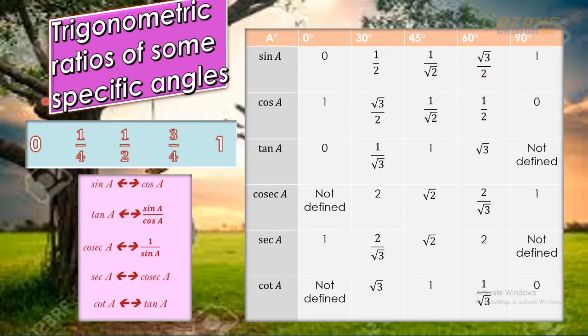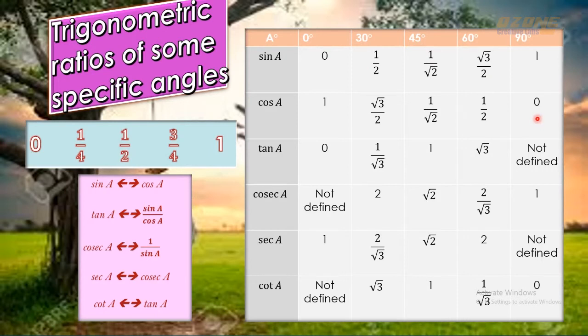So the square root of 0 is 0 itself, the square root of 1 by 4 is 1 by 2, the square root of 1 by 2 is 1 by root 2, because 2 doesn't have a perfect square root, the square root of 3 by 4 is root 3 by 2, and the square root of 1 is 1 itself. So we completed the sin A column. Next, to write cos A, we can just write it in reverse. The way we have written sin A, just reverse it for cos A's column. So 1, root 3 by 2, 1 by root 2, 1 by 2 and 0.